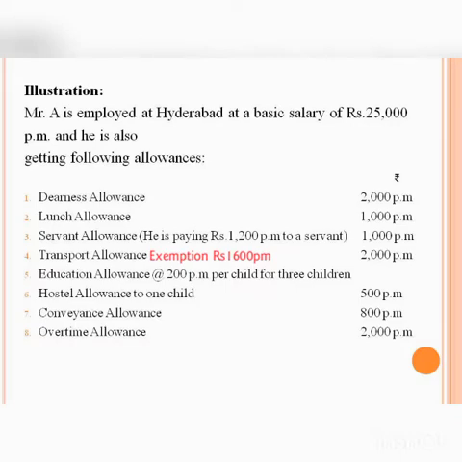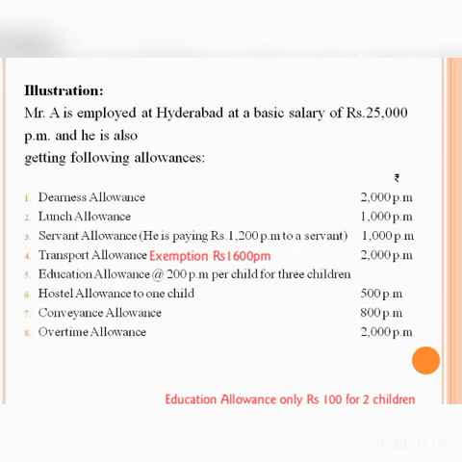Let's move down to point number 5, education allowance. Education allowance also has an exemption, which is rupees 100 per month per child for 2 children only. Here they are saying 3, but it should be 2, and it should be only 100, not 200. So this 200 you can write down in the upper column, and below you have to write down less exemption 100. That we'll discuss when we do the solution.